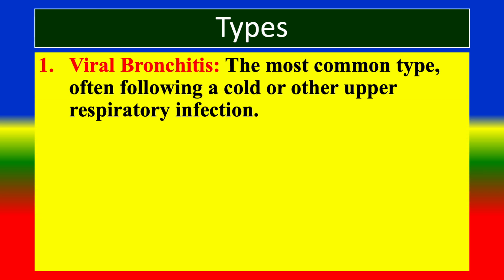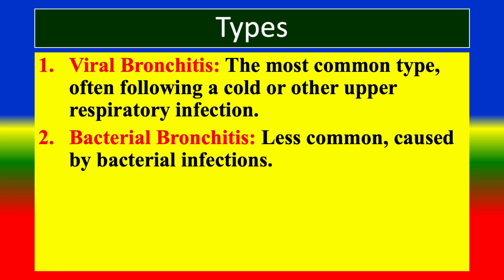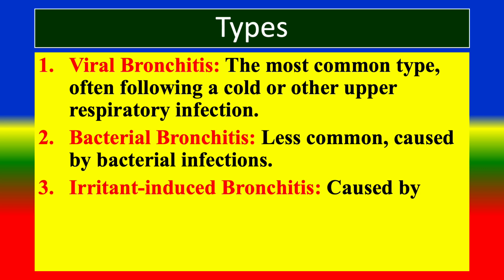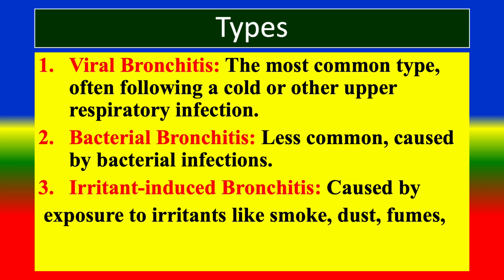Types. 1. Viral bronchitis. The most common type, often following a cold or other upper respiratory infection. 2. Bacterial bronchitis. Less common, caused by bacterial infections. 3. Irritant-induced bronchitis, caused by exposure to irritants like smoke, dust, fumes, and pollution.